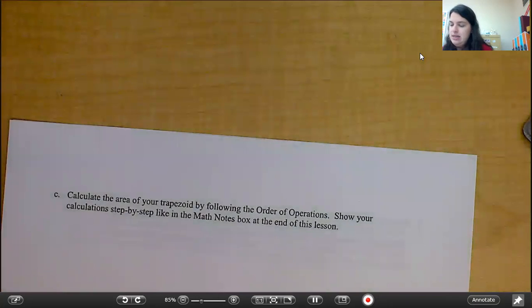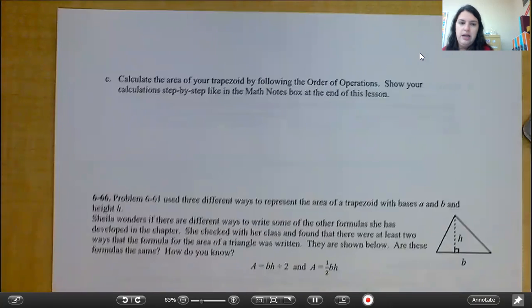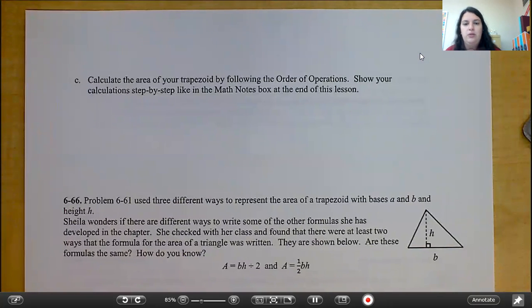C says to calculate the area of your trapezoid by following the order of operations. Show your calculation step by step, like in the math notes box at the end of this lesson. So part C is going to be the last question you do for this lesson. Again, make sure that you use the same trapezoid. Make sure that you have substituted in the numbers and you are simplifying to find the area of this trapezoid.